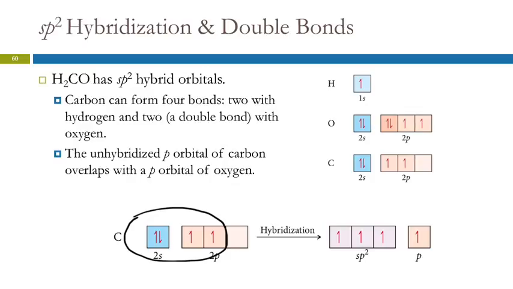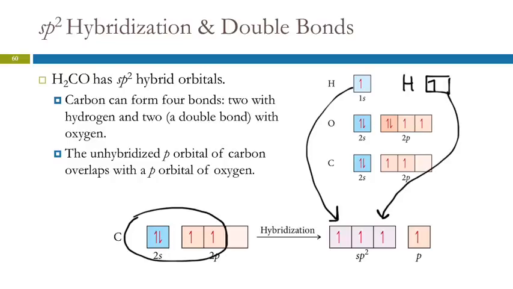So what's going to overlap here? We've got 2 of these hydrogens. This is H2CO. So this hydrogen can overlap with one of those. This hydrogen can overlap with one of those. And one of the p orbitals will overlap with the hybrid orbital, and one of oxygen's orbitals will overlap with the unhybridized orbital.